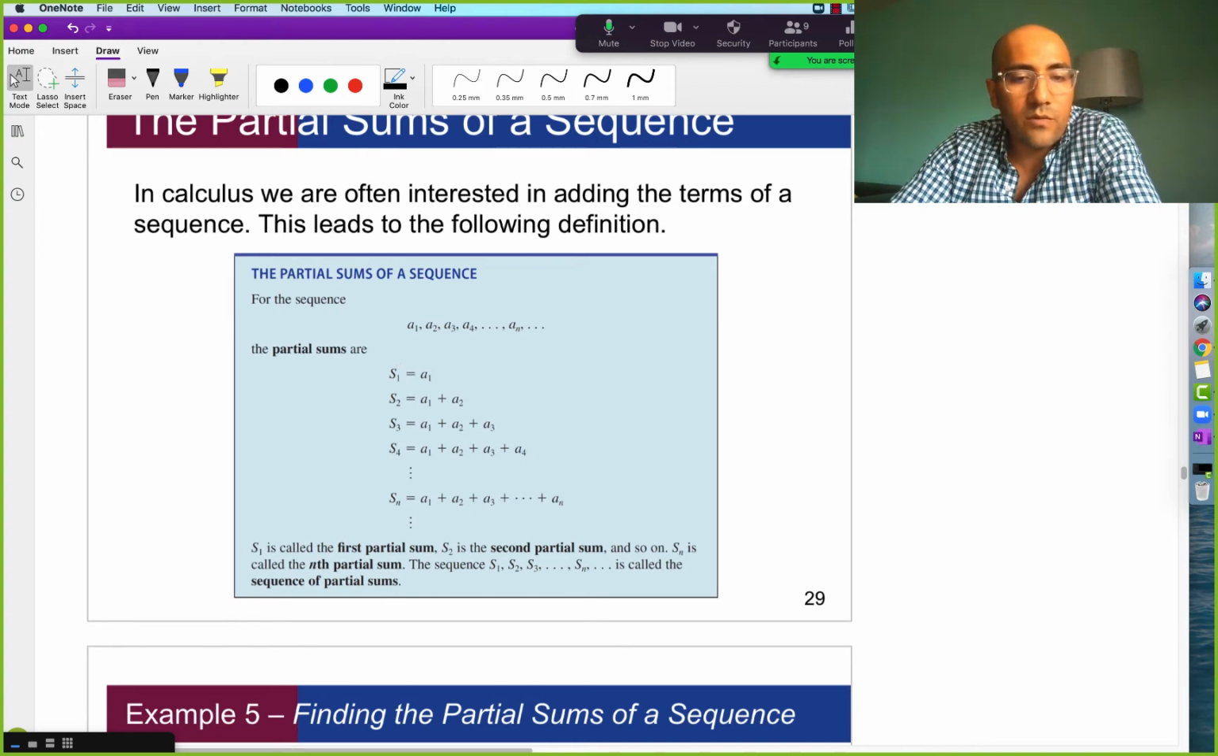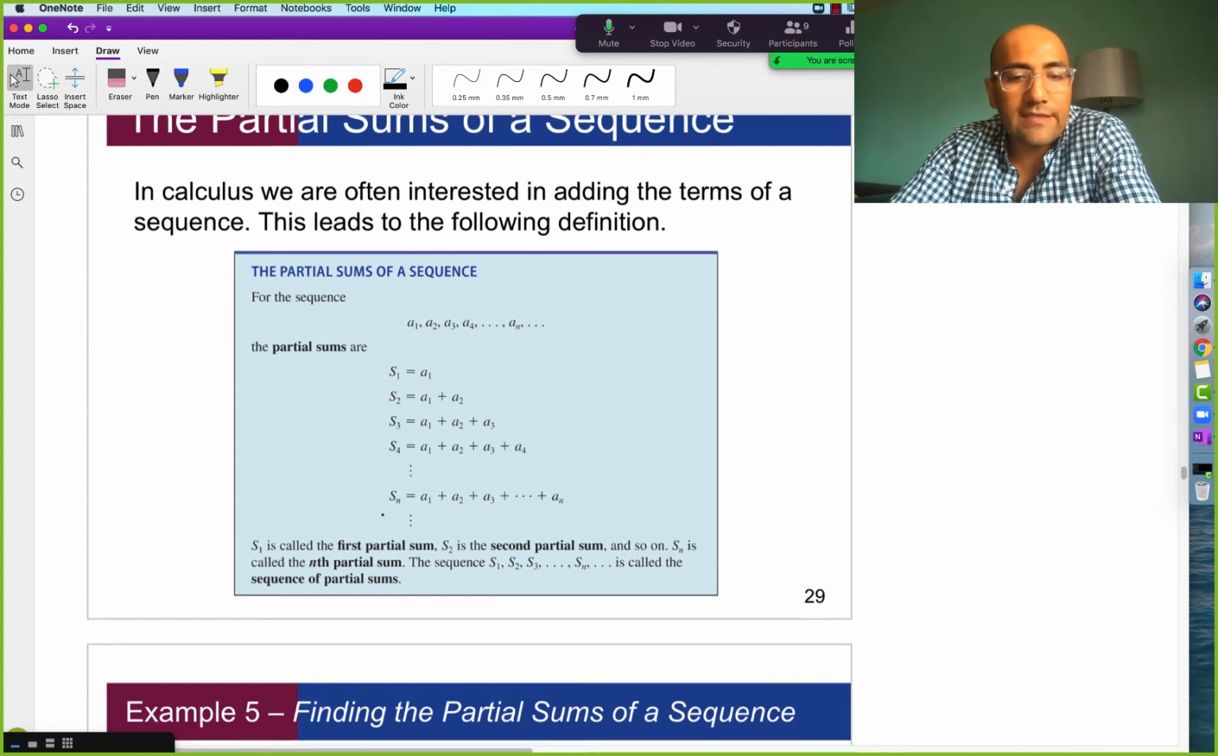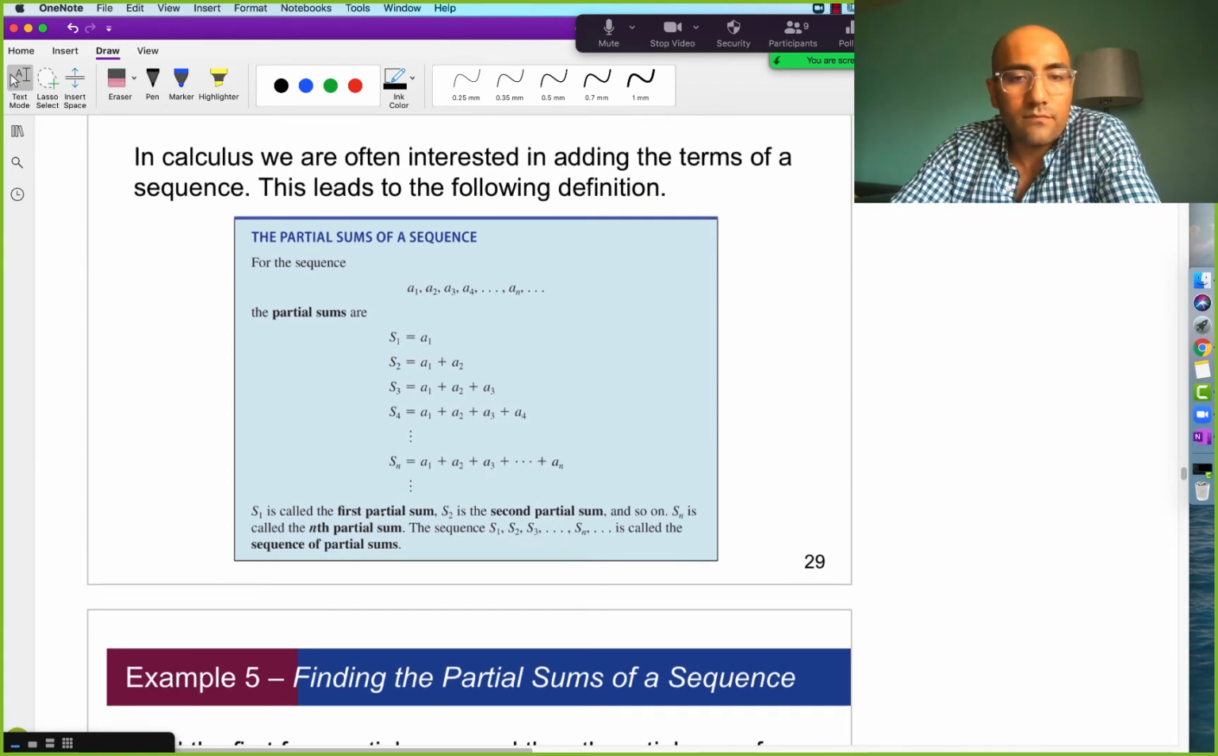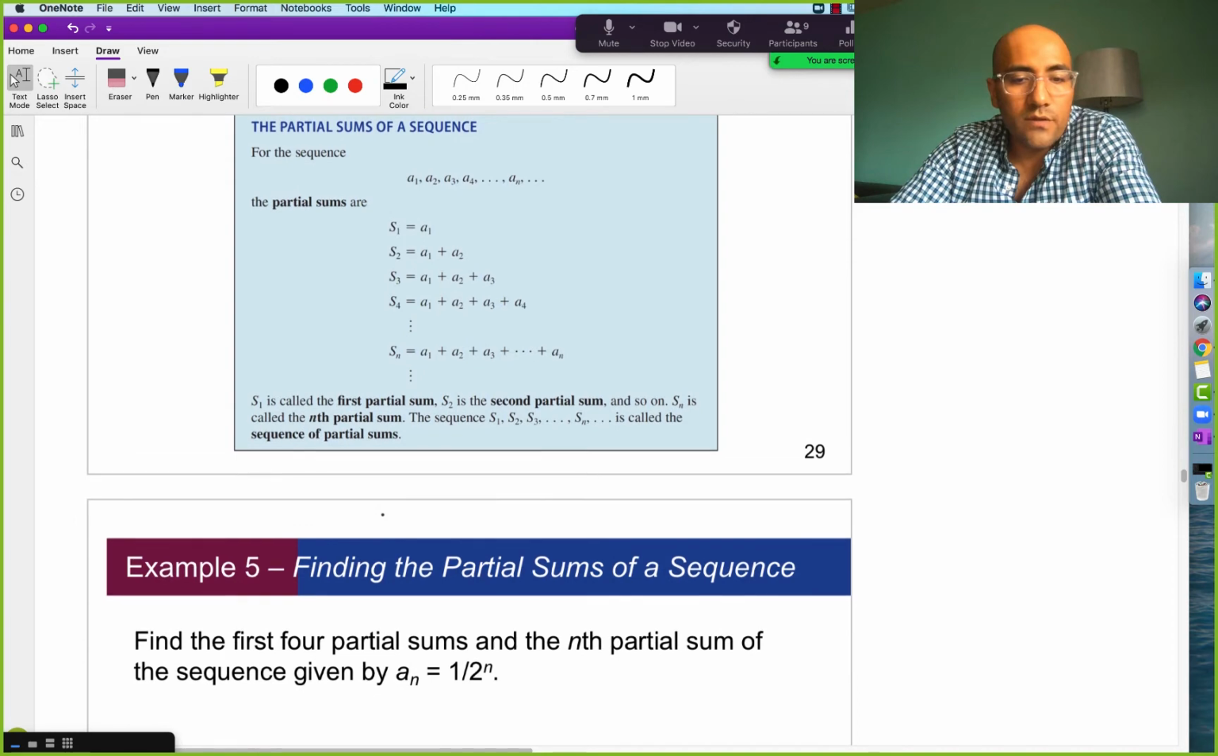So S sub 1 is called the first partial sum, S sub 2 is called the second partial sum, and so on until we get to S sub n, which is called the nth partial sum. Good.